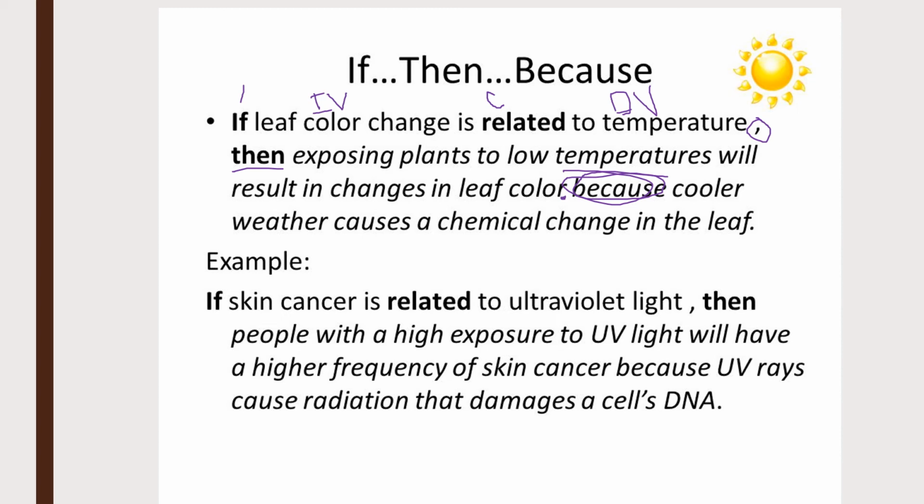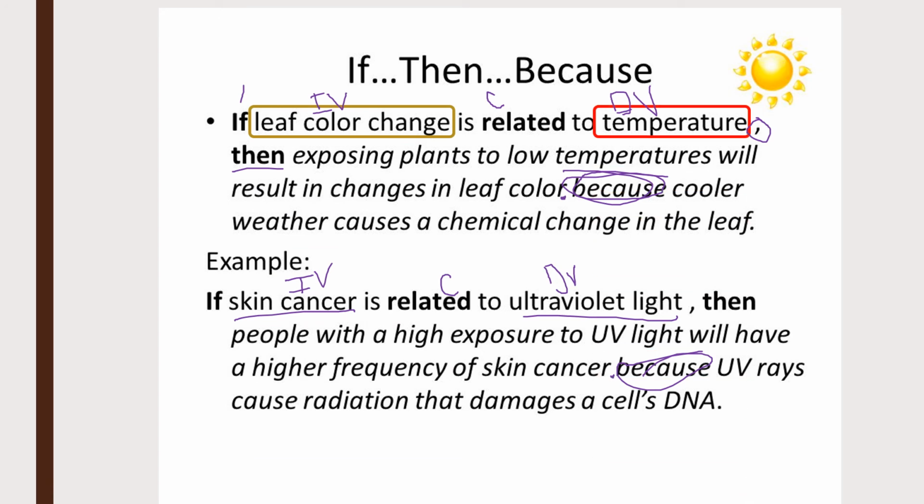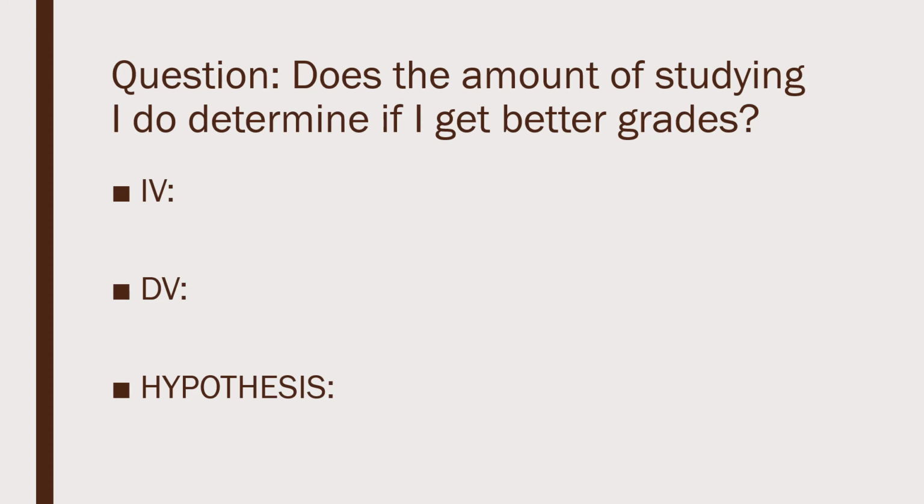Next example, if skin cancer, that's your IV, is related to, that's your connector, ultraviolet light, that's your DV, then people with high exposure to UV light will have a higher frequency of skin cancer. Now, you could stop there, or you could explain why. Because UV rays cause radiation that damages a cell's DNA. And here I've just got those variables ringed right there.